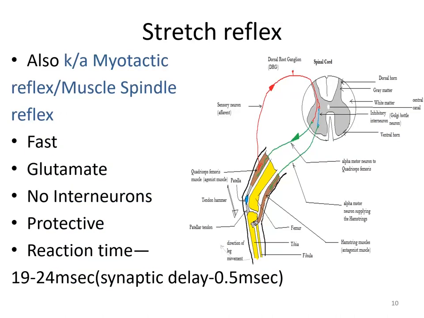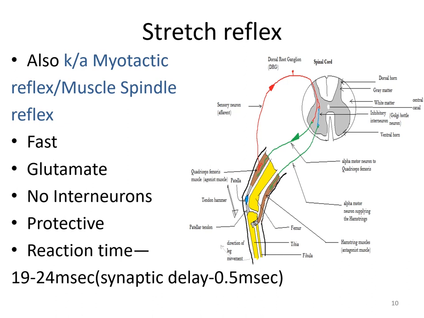The stretch reflex is also known as the myotactic reflex or the muscle spindle reflex. The stretch reflex is a classical example of a monosynaptic reflex. Here, whenever a muscle is stretched, it responds with contraction, and this is the stretch reflex. Here, the muscle stretch is the stimulus and muscle contraction is the response. So this can be shown with the help of the knee jerk reflex or knee tendon reflex.